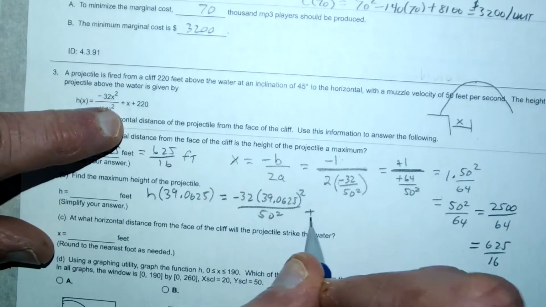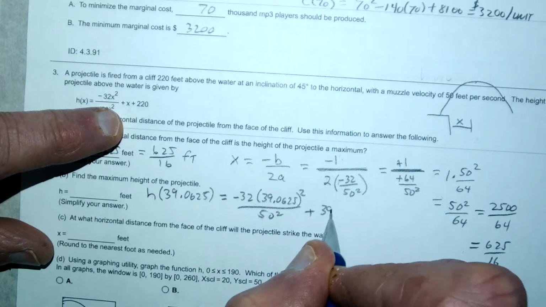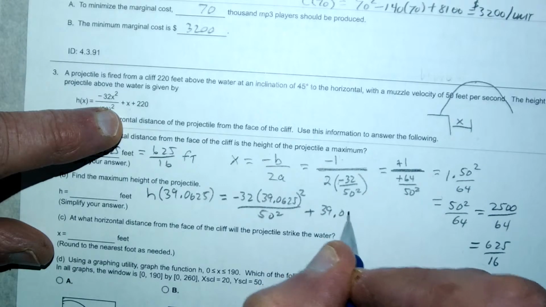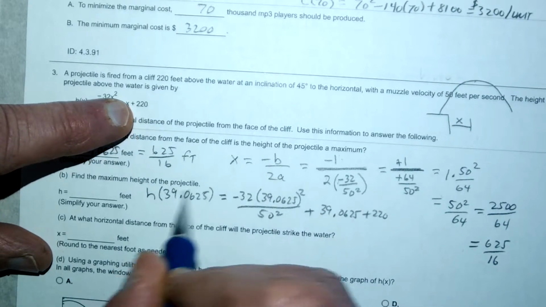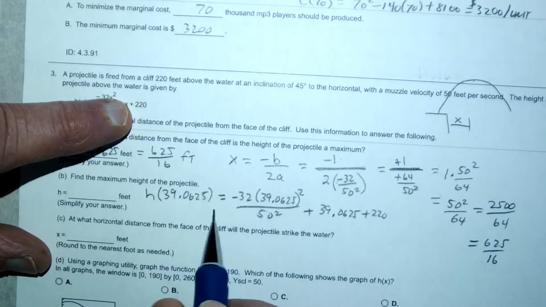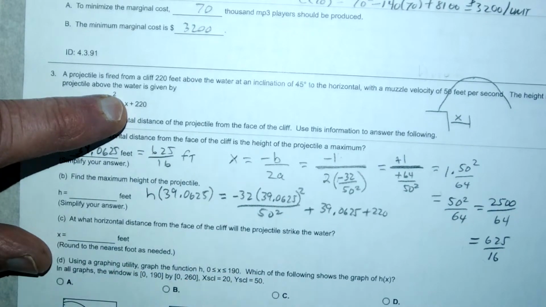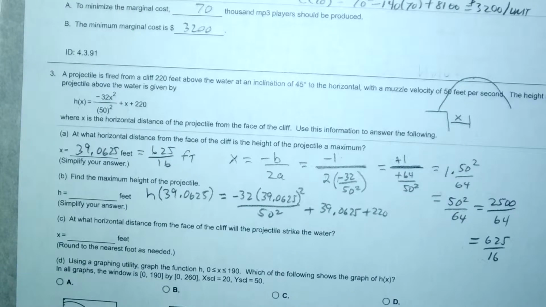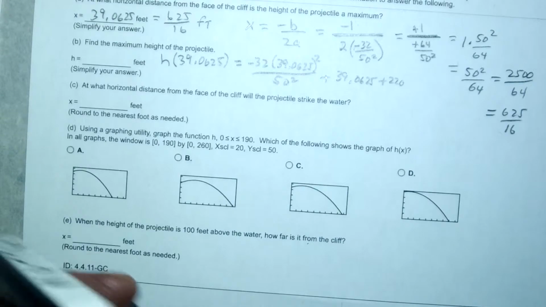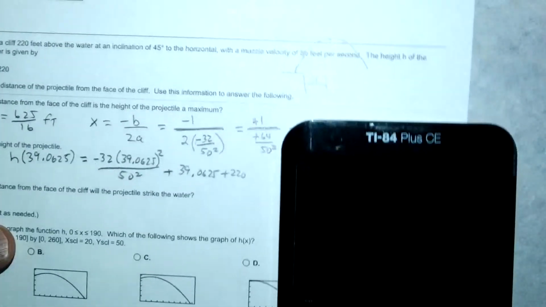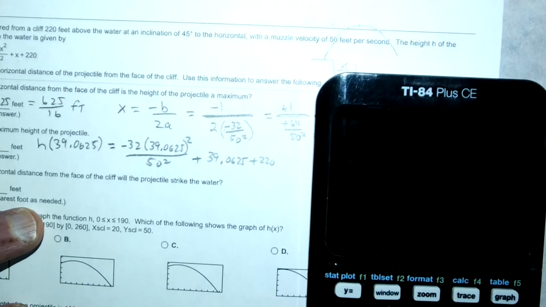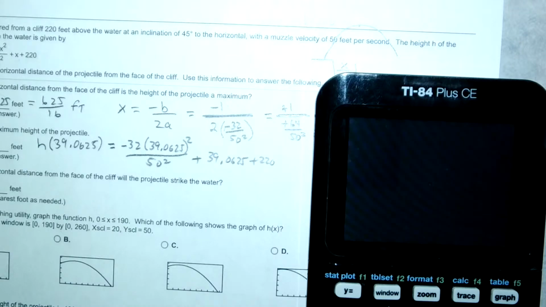And then plus x, and so our x is 39.0625, and then plus 220. We're going to be working this out to determine what the maximum height was, right? So we'll get our calculator out. And I think this is a good opportunity to remind you of the fraction feature on this calculator or on most graphing calculators.